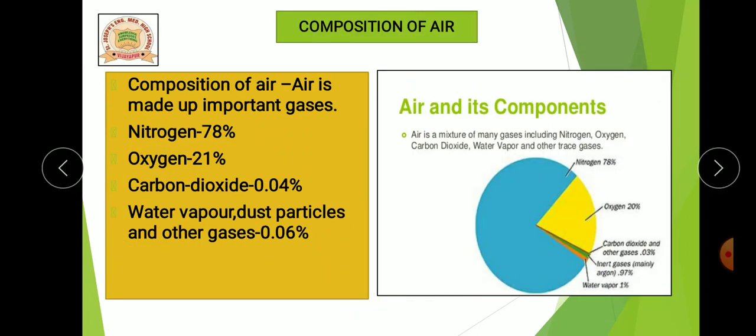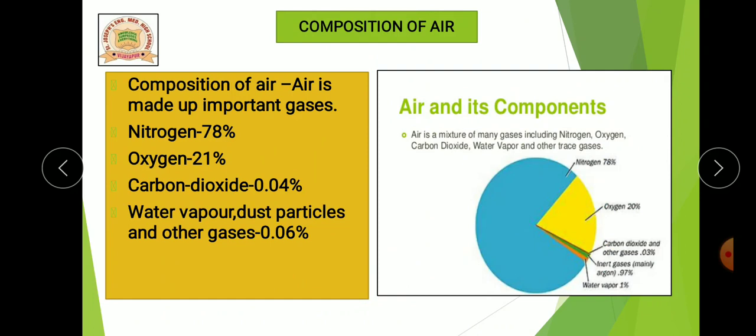Next, composition of air. Air is made up of important gases. They are nitrogen 78%, oxygen 21%, carbon dioxide 0.04% and water vapor, dust particles and other gases 0.06%. Air is a mixture of various gases.